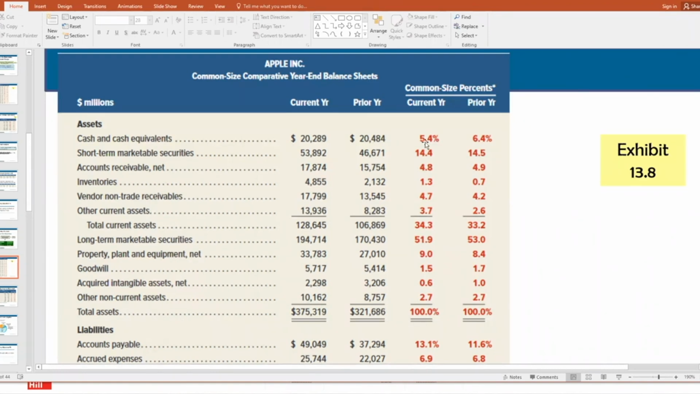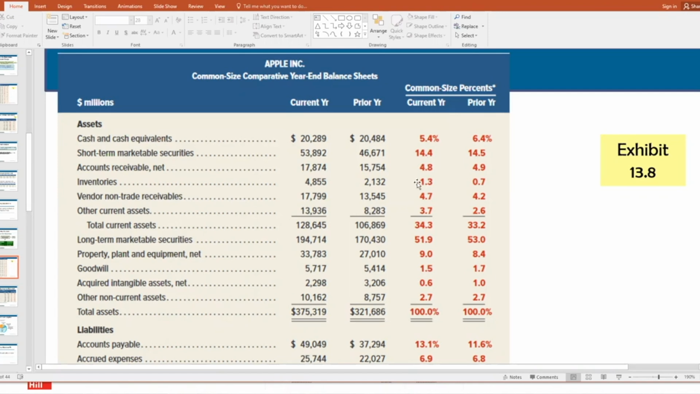And cash is only like 5% of our total assets. That's good, right? Because you don't want cash sitting in the bank because it's just doing nothing for you. You want your cash to be invested in things that are going to earn you money. Look at these short-term marketable securities. This is an investment. This is earning us interest.